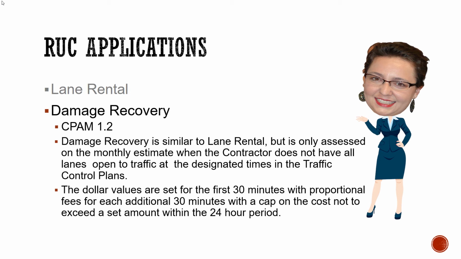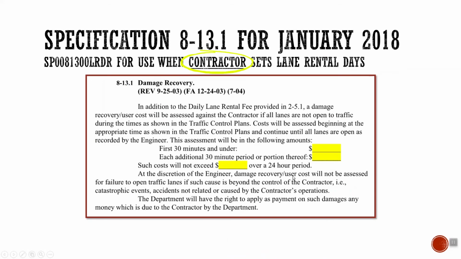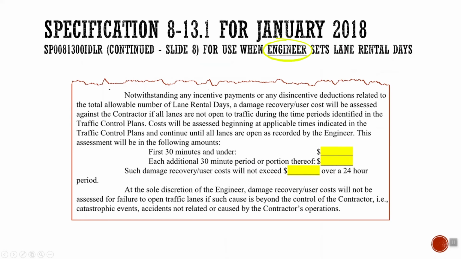and then we have specific specifications where we give them the cost for the first 30 minutes and under, and then each 30 minutes thereafter, as well as the not to exceed amount. So this is when the contractor sets, it gives that same dollar amount from the road user costs. And this is when the engineer sets it. Looks very similar.